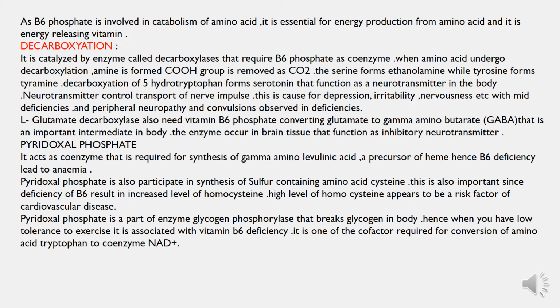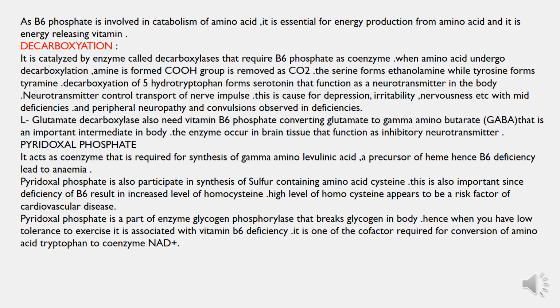Decarboxylation is catalyzed by enzymes called decarboxylases that require vitamin B6 phosphate as coenzyme. When an amino acid undergoes decarboxylation, an amine is formed and the COOH group is removed as CO2. Serine forms ethanolamine while tyrosine forms tyramine. Decarboxylation of 5-hydroxytryptophan forms serotonin that functions as a neurotransmitter in the body.